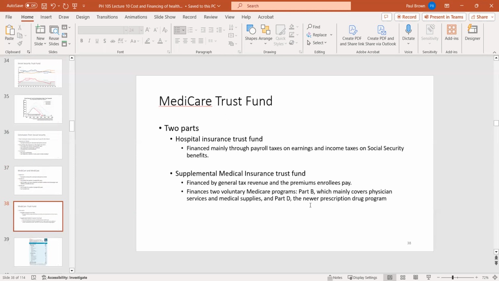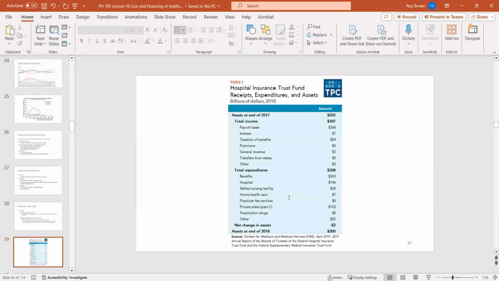So the Medicare Trust Fund has two different parts. It has a hospital insurance trust fund, and then it has a supplemental medical insurance trust fund. The hospital one is funded through payroll taxes, and the other one is funded through general taxes plus some premiums that get paid. These are the numbers at the end of 2017. They were projecting about $200 billion in surplus in their Medicare trust fund. They're doing that because they're thinking, okay, in the future we're going to have to pay more for Medicare, so we need extra money.